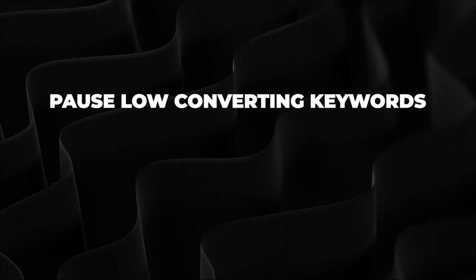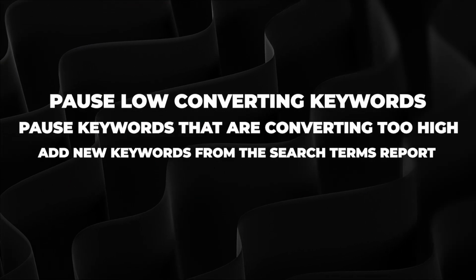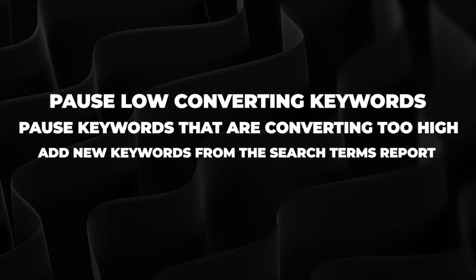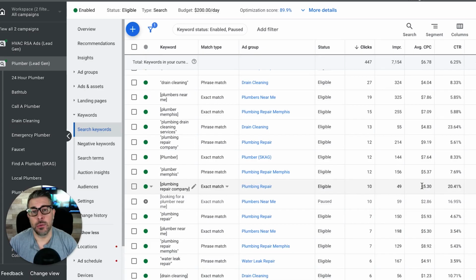You can pause keywords that are not converting, pause keywords that are converting too high. You can add keywords from your search terms report that are sending you leads that you're not currently even bidding on. You can adjust devices. You can see if you have enough data to set an automated smart bidding strategy like target CPA, right? And that really depends on your goal for the campaign that you discussed with your agency or that you set for yourself in the beginning of your Google Ads process.